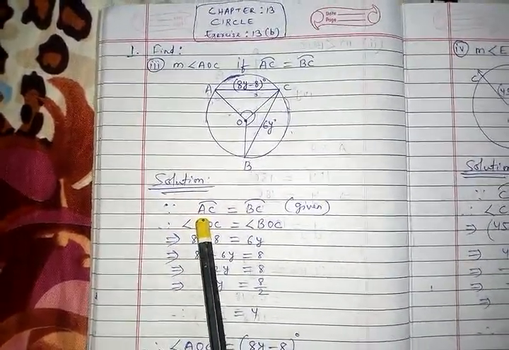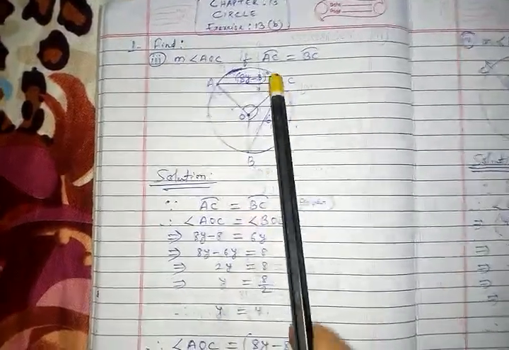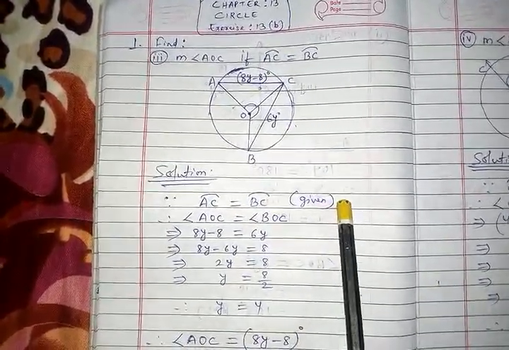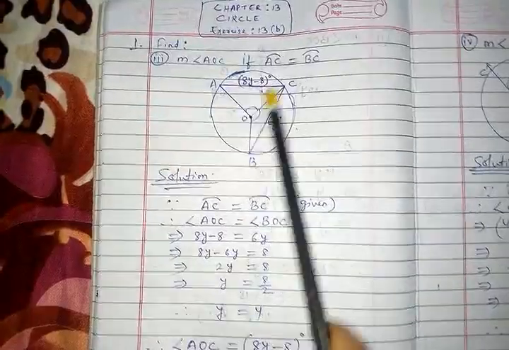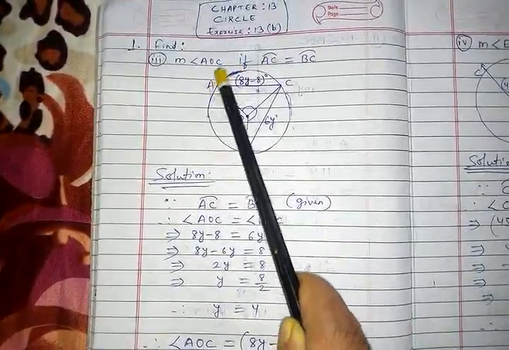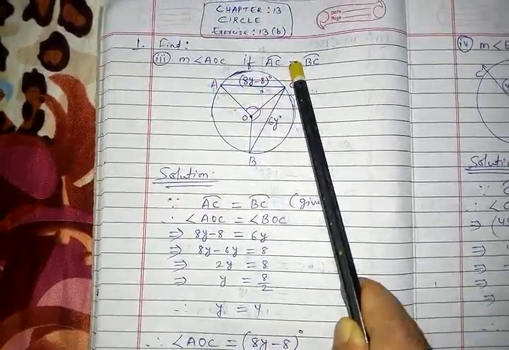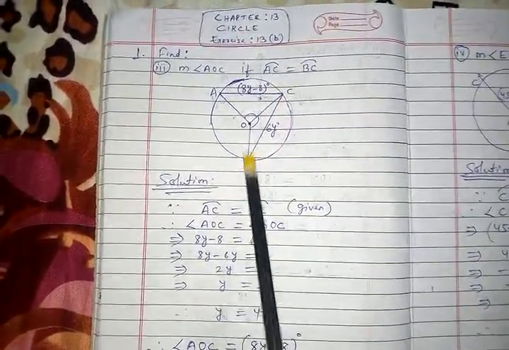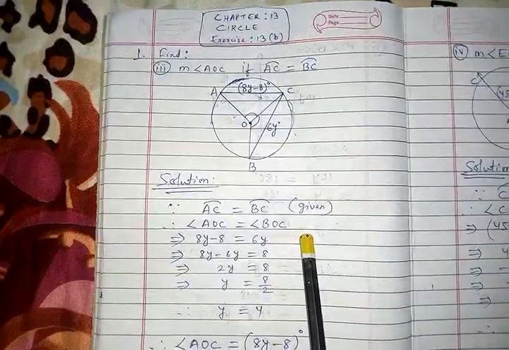Solution. Arc AC is equal to arc BC. It is given, so I wrote given here. Therefore angle AOC will be equal to angle BOC, because in this arc the angle is AOC and in this arc the angle is BOC. So that is what I wrote.